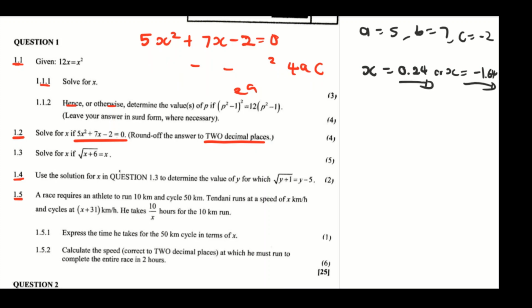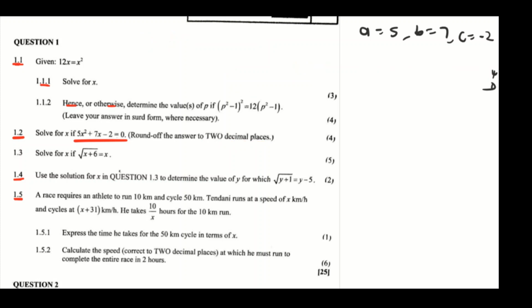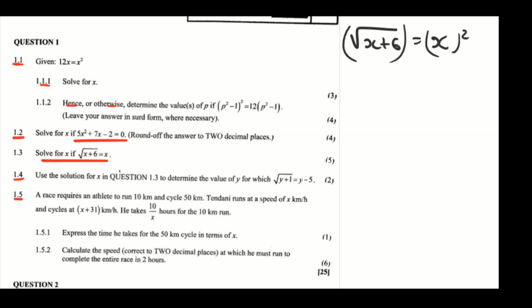Now let's go to another question, which is 1.4. No, 1.3. Sorry, 1.3. So in 1.3, we're asked to solve for x for this. So what we have is the root of x plus 6 equals x, right? So we square both sides and remain with x plus 6 equals x squared.